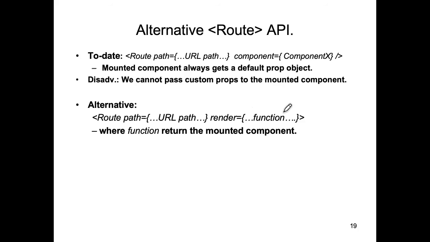Now the function can have any logic it wants to in there, but critically the function needs to return the component that you want mounted. In other words, it needs to return whatever component you would have specified up here. But presumably inside the function, that's where you might initialize the additional props that you want to make available to the component, and you can pass those props to the component in the way that we normally do.